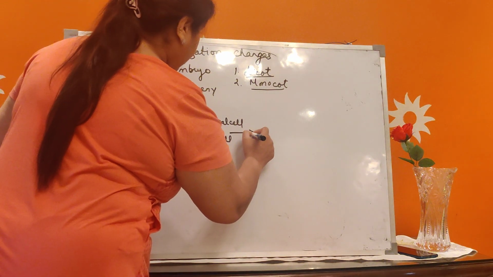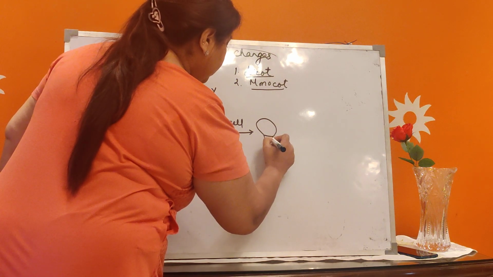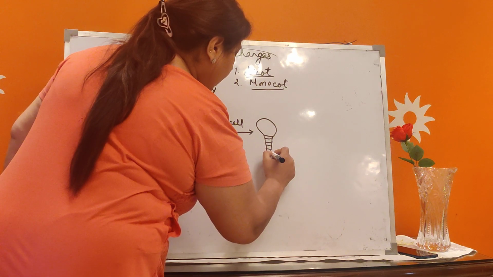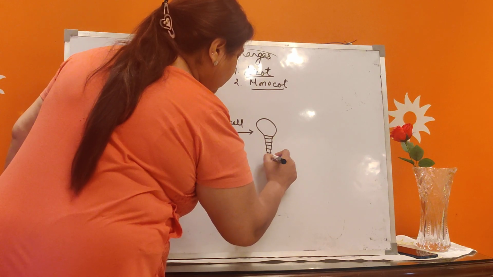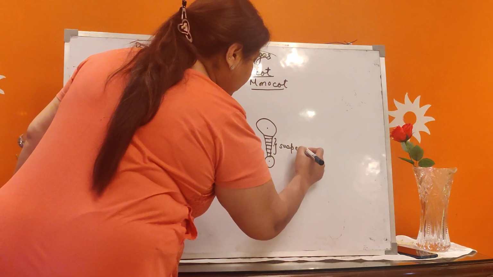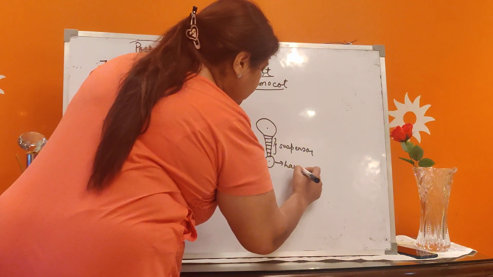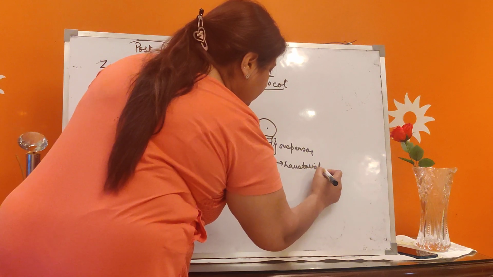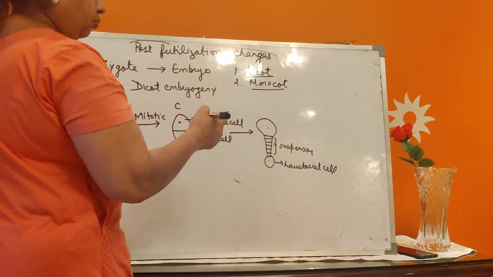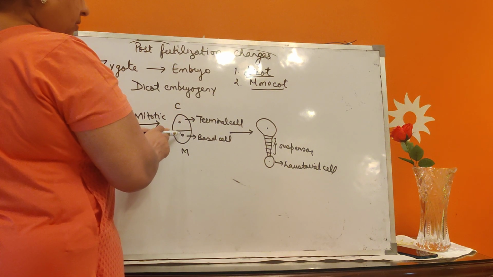After this, the terminal cell remains there. The basal cell undergoes mitotic divisions and forms a suspensor. What is this? Suspensor. And the last cell of this basal cell is called the haustorial cell. The purpose of this haustorial cell is to push the terminal cell into the endosperm.